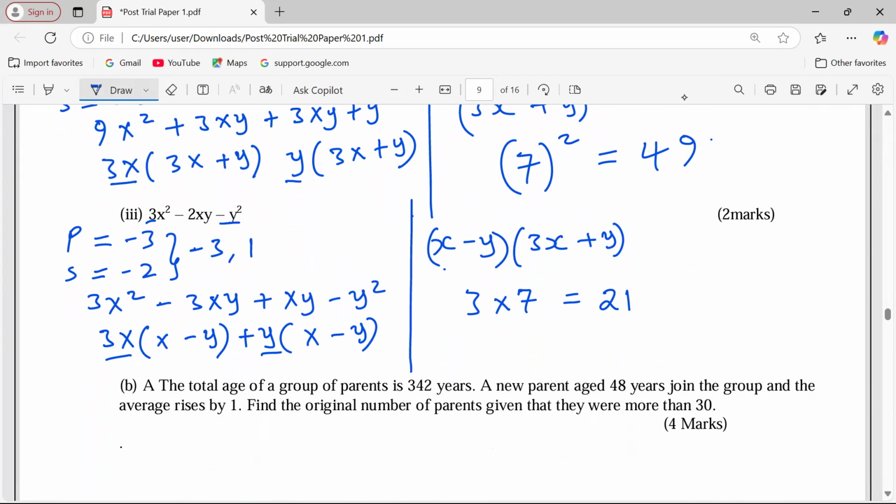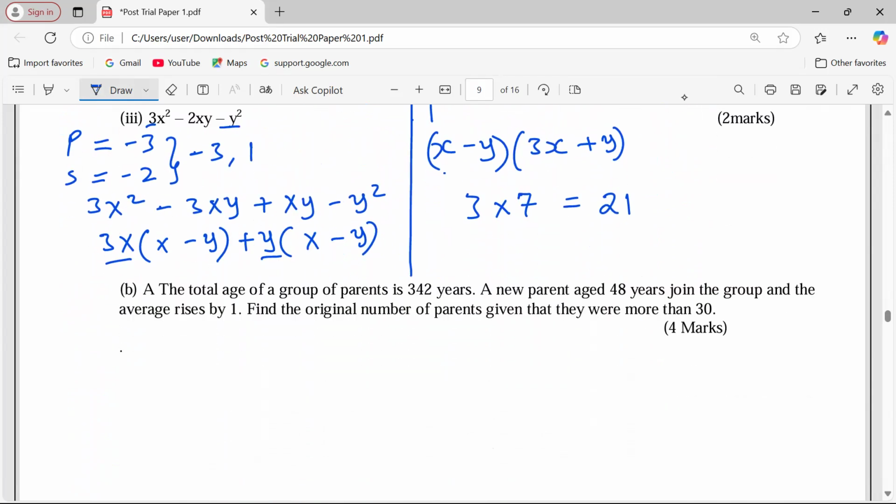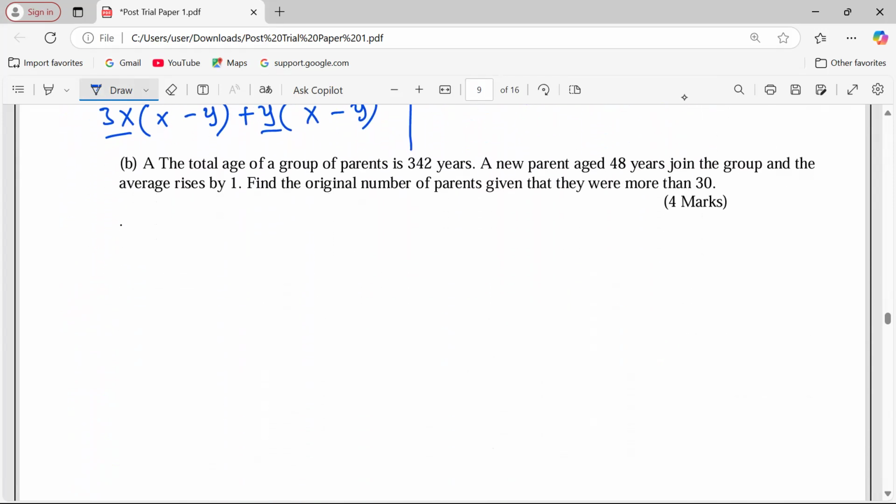Now we advance to the second part of this question, part B. The total age of a group of parents is 342 years. A new parent, aged 48, joined the group, and the average rises by 1. Find the original number of parents, given that they were more than 30.